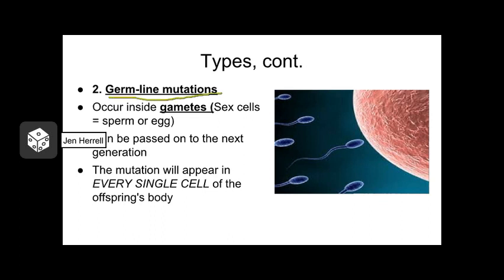Germline mutations occur in cells we call gametes. Gametes are sex cells, so gametes include the egg cell and sperm cells. Now, germline mutations can be a little bit more insidious because remember that a fertilized egg is going to divide and divide and divide, and it's going to build the body of the offspring. So a mutation that occurs in an egg cell, for instance, is going to be passed on to the next generation. And that mutation will occur in every single cell of that offspring's body. So germline mutations can be passed down from mother to child or from father to child, and can cause problems in the offspring.